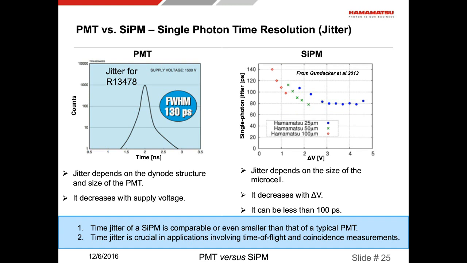Let's now discuss timing properties. This is not a noise per se, but can sort of act as a noise or uncertainty in some measurements, timing measurements. So time resolution, or jitter, is the following. It's a variation in the transit time.